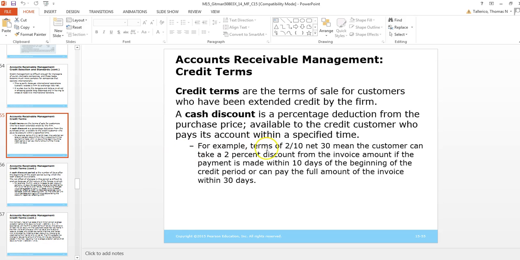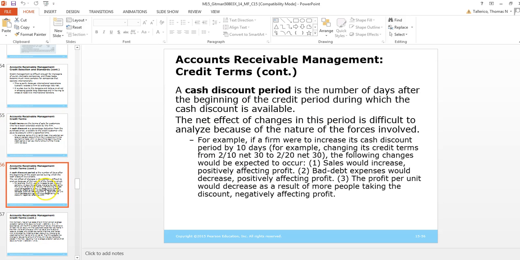This concept here, 2/10 net 30. Please understand what that means, and what it says is you'll give them a 2% discount from the invoice price if they make the payment within 10 days, or they'll pay the full amount within 30 days if they don't do it within 10 days. So this is a very important concept. Please understand that. And here's the cash discount period. So here's a couple different examples of that.